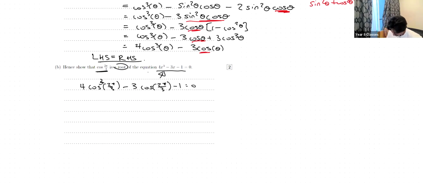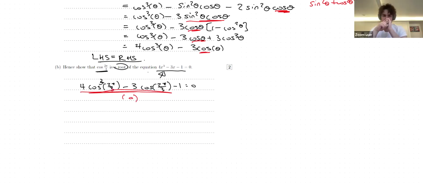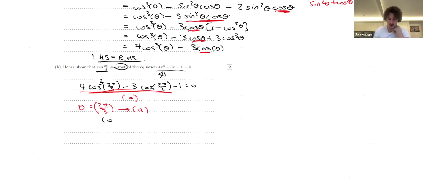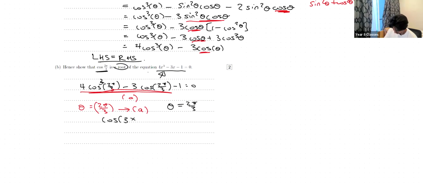Because basically this is just straight up part A, right? We have theta, but our theta here is just 2 pi on 3. Why not just sub that into part A and see what we get? So if we let theta be 2 pi on 3, what is cos 3 theta going to become? Cos 3 theta is cos 2 pi, which is just 1. Yes, exactly.